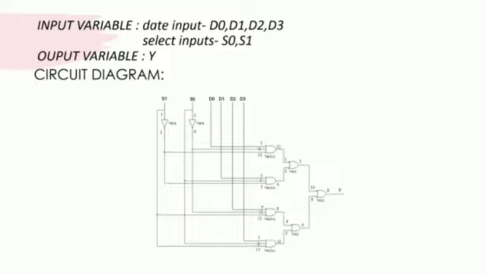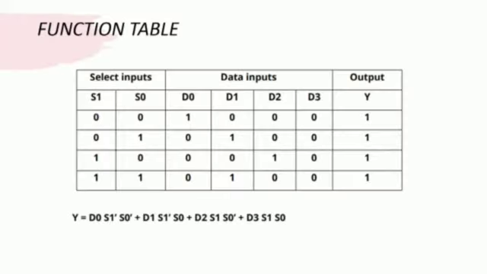This is the circuit diagram for the multiplexer and this is the function table. If we give input as 0 0 1 0 0 0, then the output will be 1, and if you give input as 0 1 0 1 0 0, then the output will be 1. By this you can write the equation. When you give S1 and S0 as 0 0, in the equation S1 and S0 will be complemented, and D0, the output being 1, is taken as it is. Likewise you have to do for all.